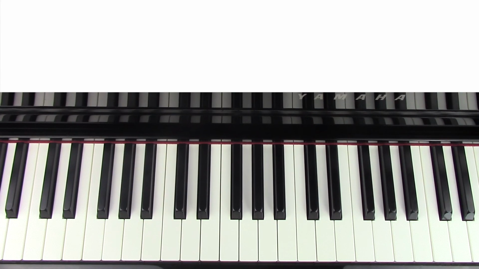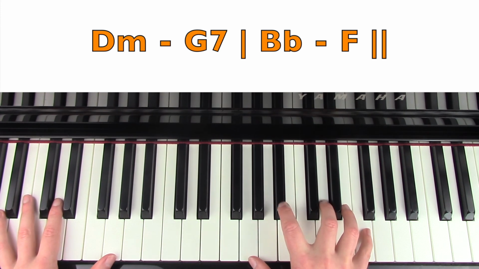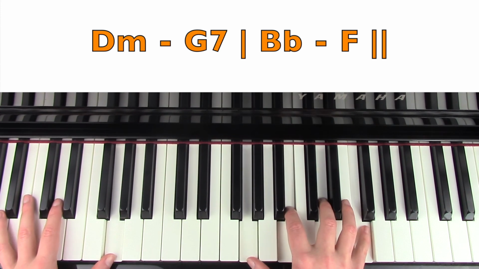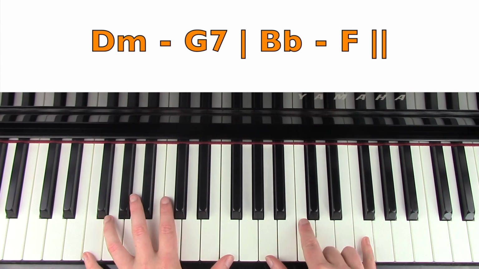So the outro then, after you've played the very last chorus, all these chords are for 2 beats each. All the chords we've already done. So it's D minor, G7, B flat major, F major.